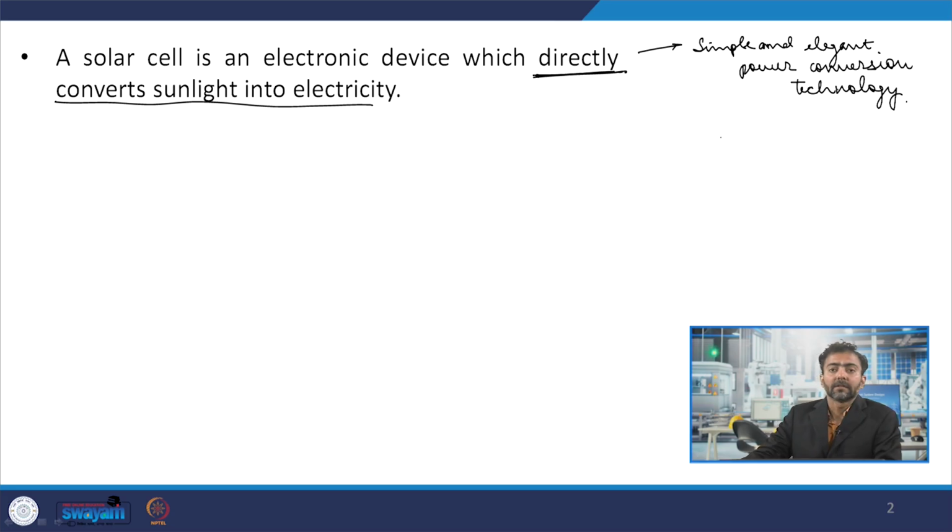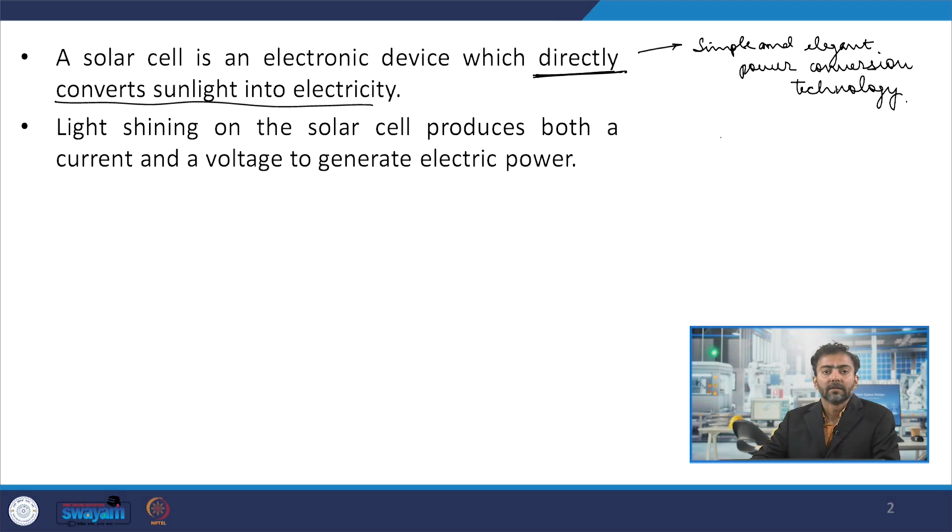Now how does it happen? How does this so-called magic happen, that a solar cell, just a flat surface with light hitting on it, is producing electricity? So let's see. Light shining on the solar cell produces both a current and a voltage to generate electric power. As all of you must be aware, when we talk about electrical power, power is the product of voltage and current. If it were to produce just a voltage and no current, not useful. If it were to produce only current and no voltage, again not useful. But a solar cell produces both voltage and current, and the overall power is the product of these two.